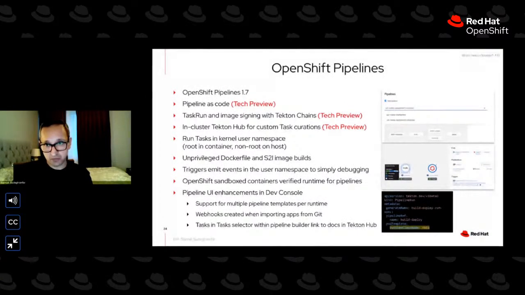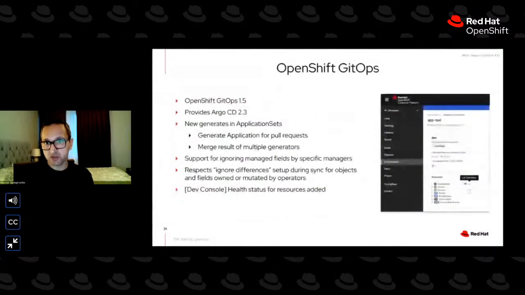Next slide, please. With OpenShift GitOps, OpenShift GitOps 1.5 will be released alongside 4.10. This provides Argo CD 2.3 that will be released quite shortly. There are 2 new generators that are added in ApplicationSets. This allows, for example, generating the application for every pull request that comes to the repo. This is really useful if you want to automatically deploy the application on pull request to a particular namespace and be able to test that and decommission that.